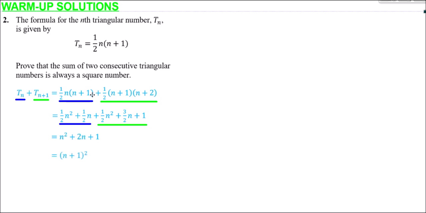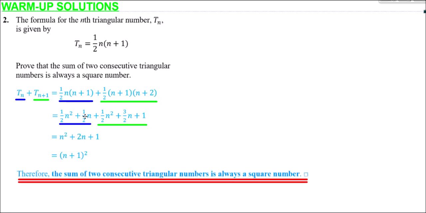So because n is a natural number, n plus 1 of course is a natural number, so this represents a natural number squared. In other words, this proves that we're going to always get a square number. We now just need to conclude with a finalizing statement to just verify that we're complete. Something along these lines I think is fine.